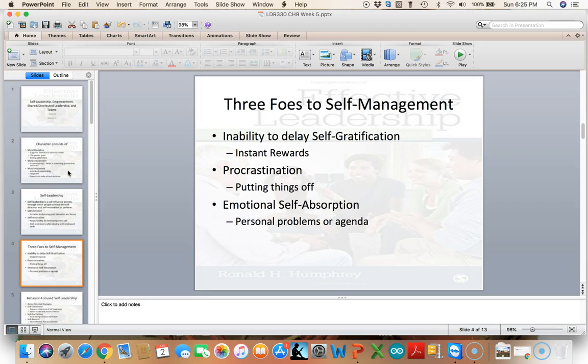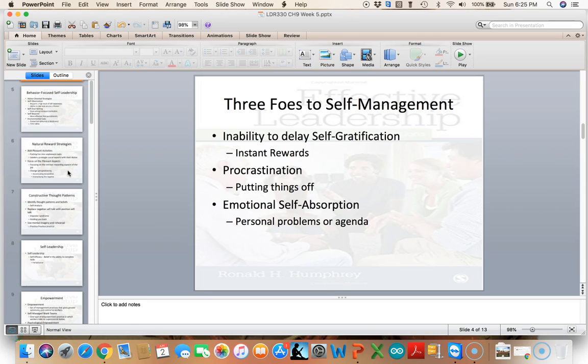The three foes to self-management: the inability to delay self-gratification, the want for instant rewards or instant gratification; procrastination, putting off until tomorrow what could be done today; and emotional self-absorption, and this is when one's personal problems or agenda supersede the mission that is at hand.